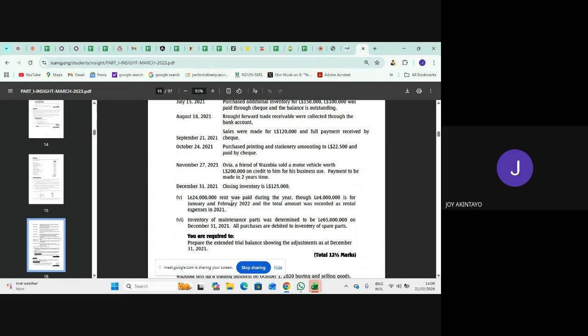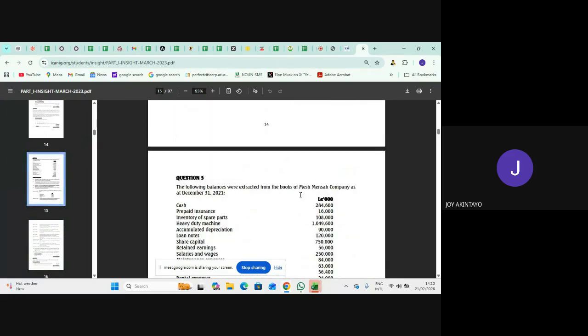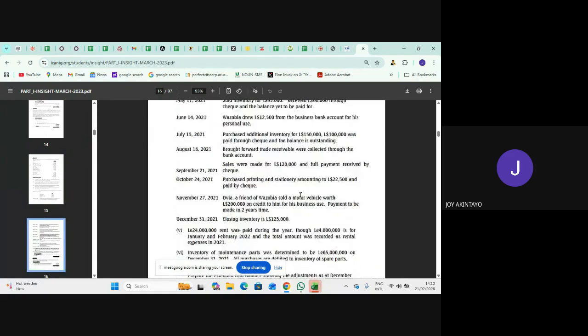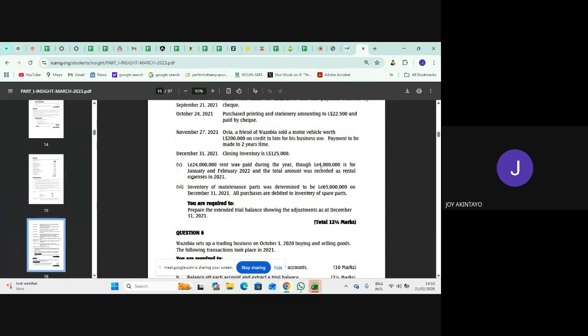Now, rent was paid in advance in the year, though 4 million is for January and February 2022, and the total amount was recorded as rental expenses. They paid this during the year, and out of it, part belongs to the next year. Which year are we reporting for? 2021. It means we have to deduct this 4 million as our prepaid rent. Inventory of maintenance parts was determined to be this. All purchases were debited to inventory of spare parts.